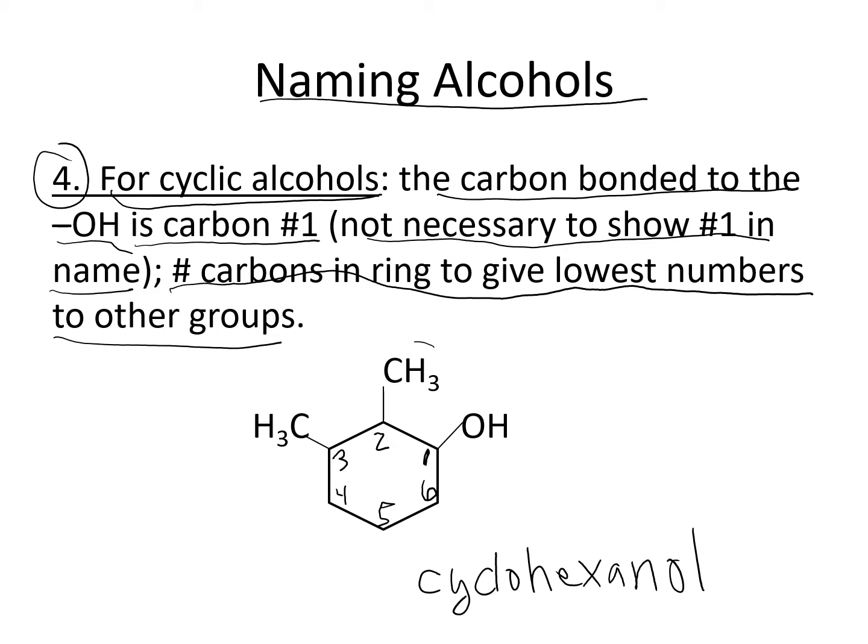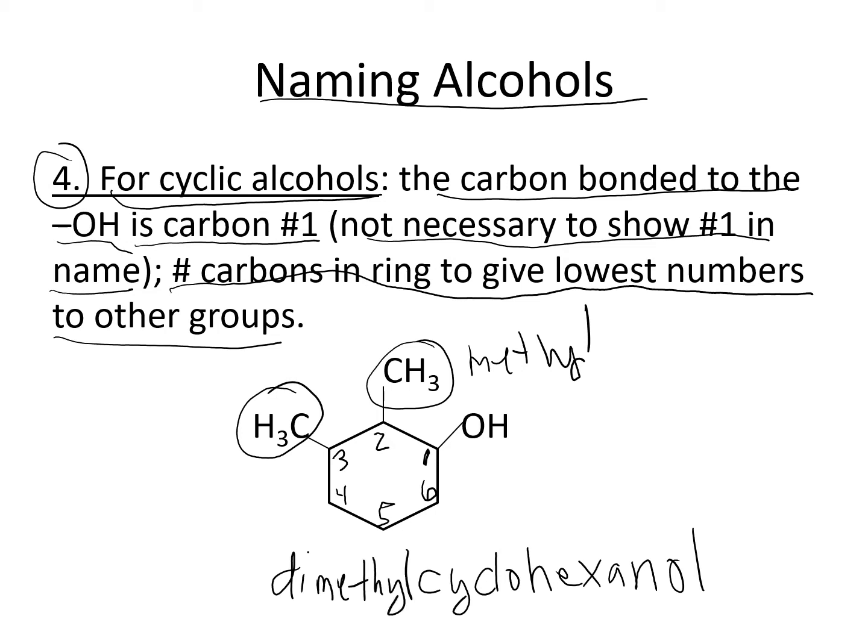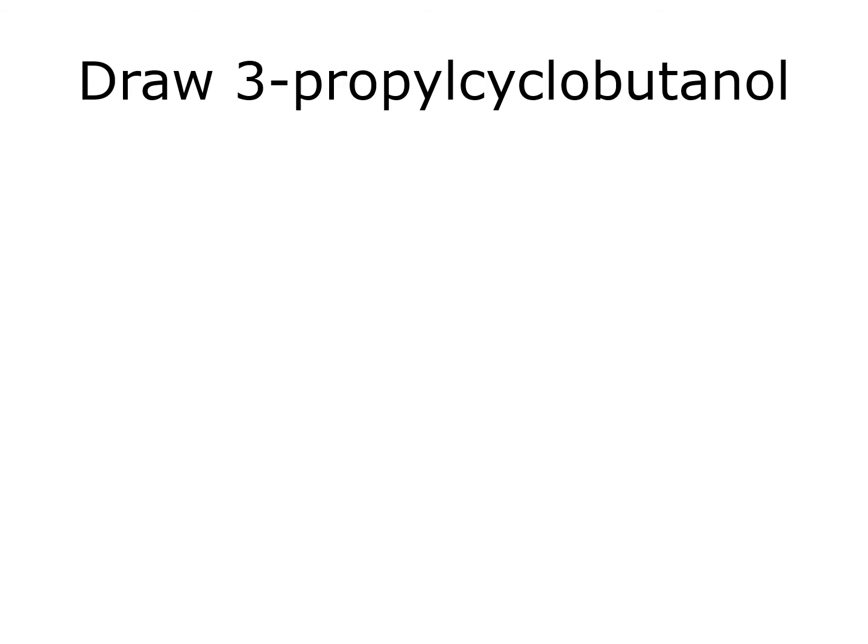So now we want to show the location of our groups and name our groups. We have 2 methyls, so that will become dimethyl. And they're located at carbons 2 and 3. So the name of our compound is 2,3-dimethylcyclohexanol.